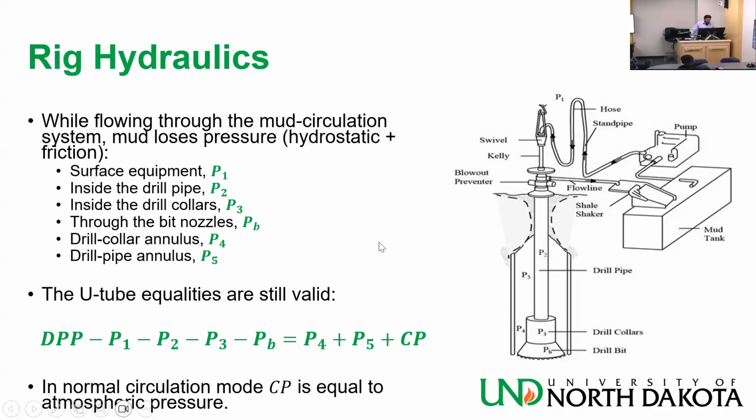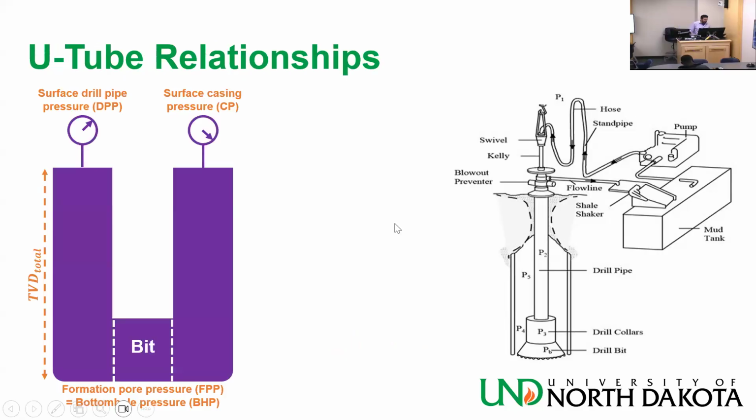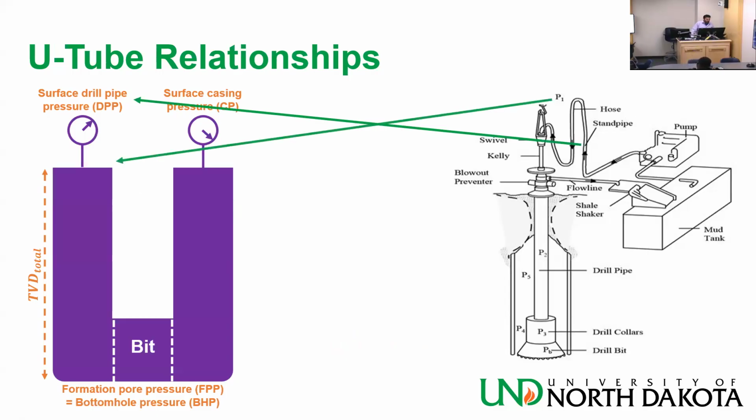Anyway, of course, the U-tube equalities are still valid. What you learned in the U-tube model is still valid. It can still be used. So how does it work? Drill pipe pressure at the standpipe, more or less. Surface pressure losses associated with it are still outside the U-tube model, still outside the leg, I guess.